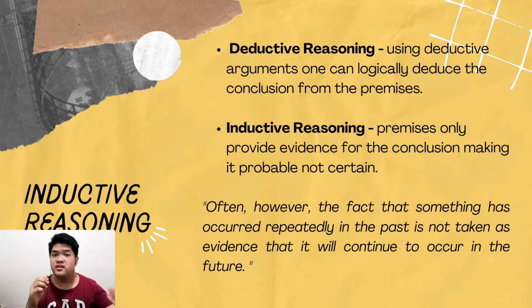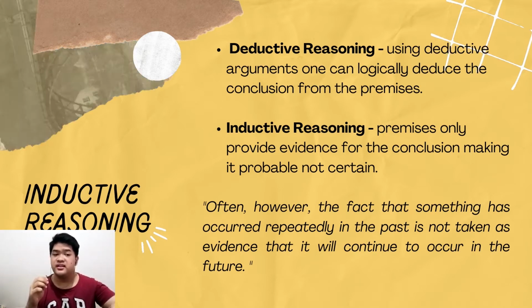So with this premise about the differences between deductive reasoning and inductive reasoning, Hospers said, often, however, the fact that something has occurred repeatedly in the past is not taken as evidence that it will continue to occur in the future. So this will be further explained with the following scenarios in the given slides.